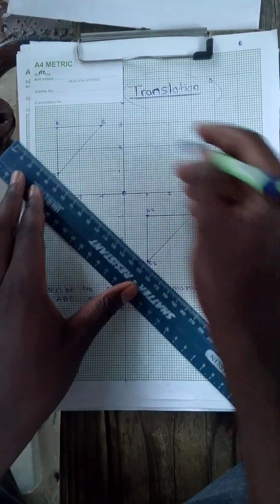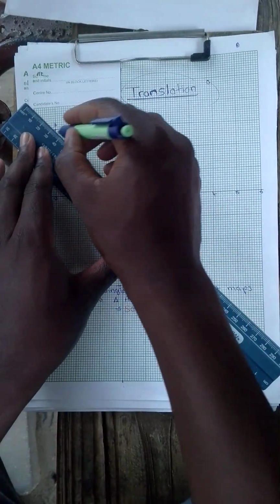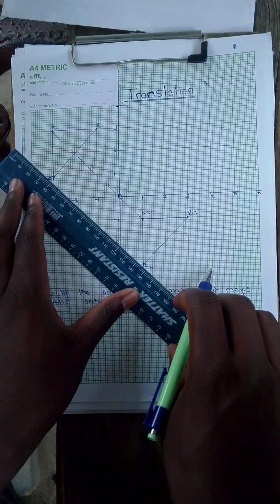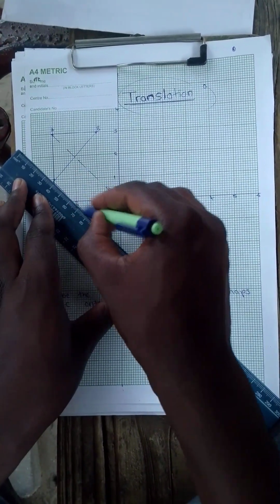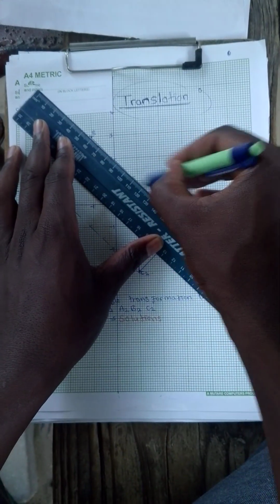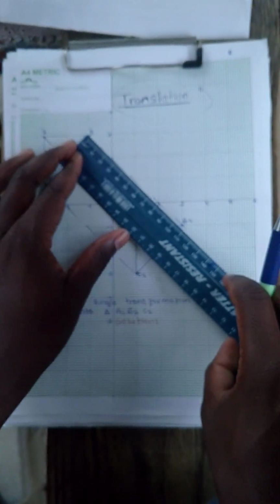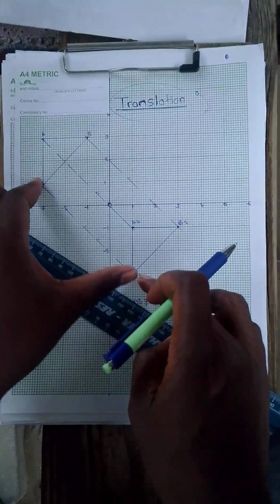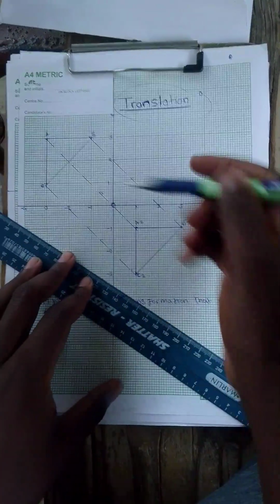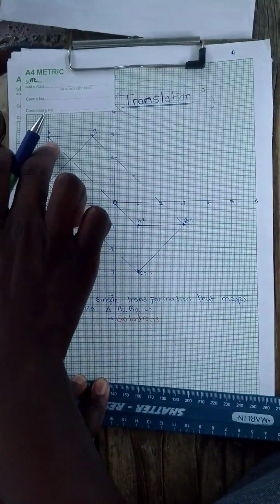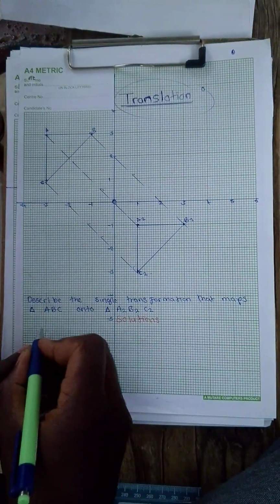So we are going to join our corresponding points here, A and A2. Then we join C and C2, then B and B2. When joining these corresponding points, we observe that there are parallel lines, B and B2, A and A2, C and C2. They are parallel lines which are equal in length. So the transformation which maps triangle ABC onto triangle A2, B2, C2 is translation.